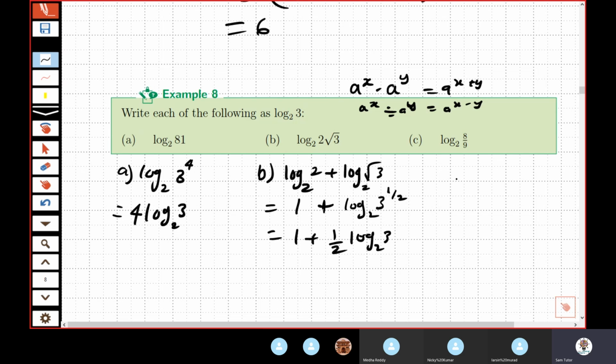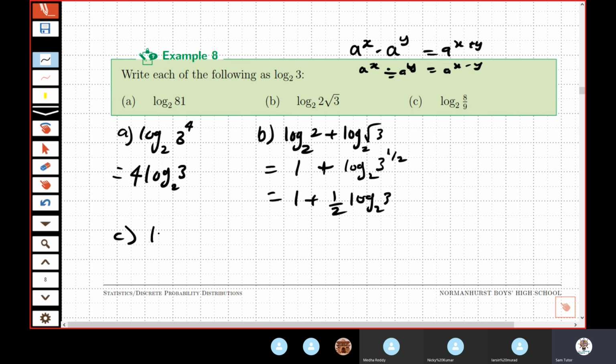Any questions about that one? Let's try C. Log 8 over 9. All right, last one. What do you do now when it's 8 over 9? They're divided. So what do you do when they're divided? So log 8 minus log 9. Be strict with yourself. Actually say log 8 minus log 9.